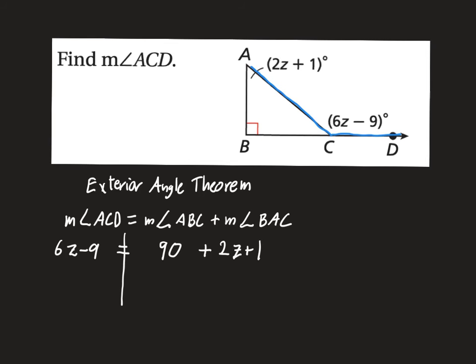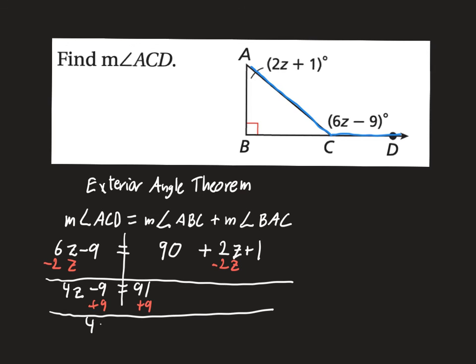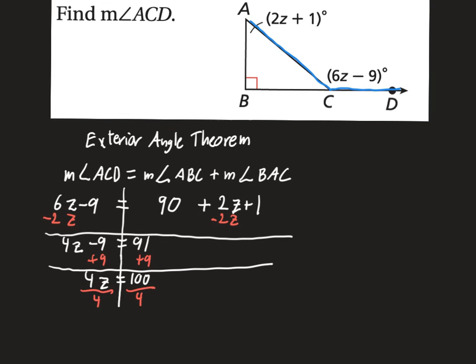Right, then we solve for z. So I'm going to start off solving for z by subtracting 2z from both sides. And then when I do that, I'm going to get 4z minus 9 on the left-hand side. On the right-hand side, I'm going to combine the 90 and the 1 to make 91. So I'm going to add 9 to both sides. So we get 4z equals 100. Then divide both sides by 4. So then you get z is equal to 25.